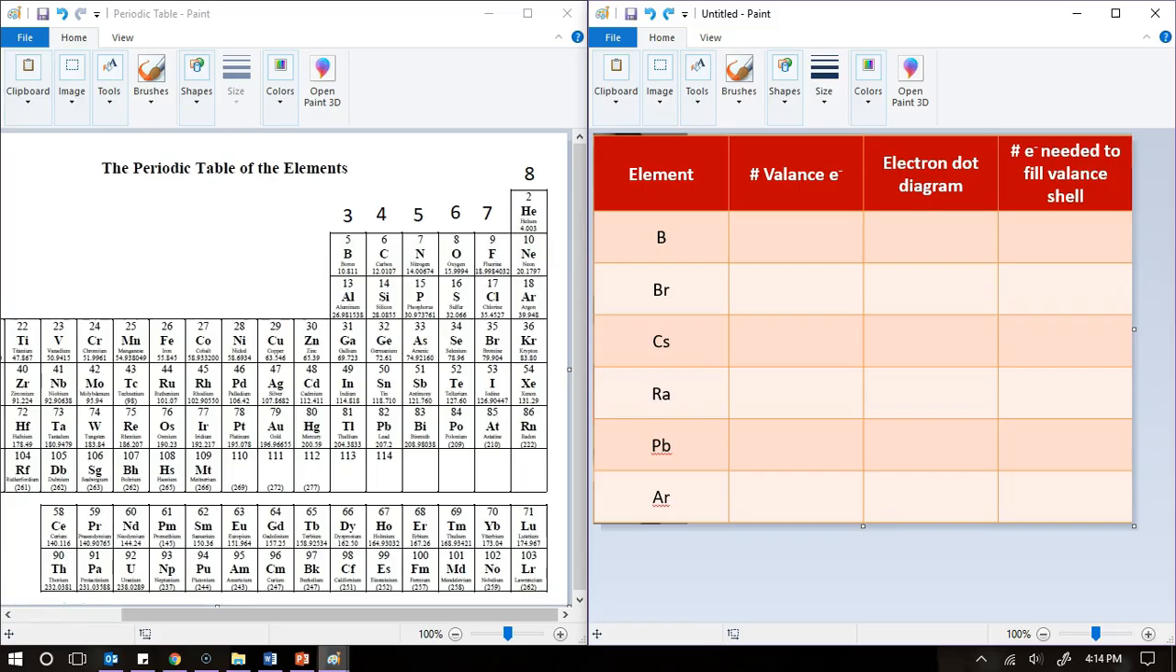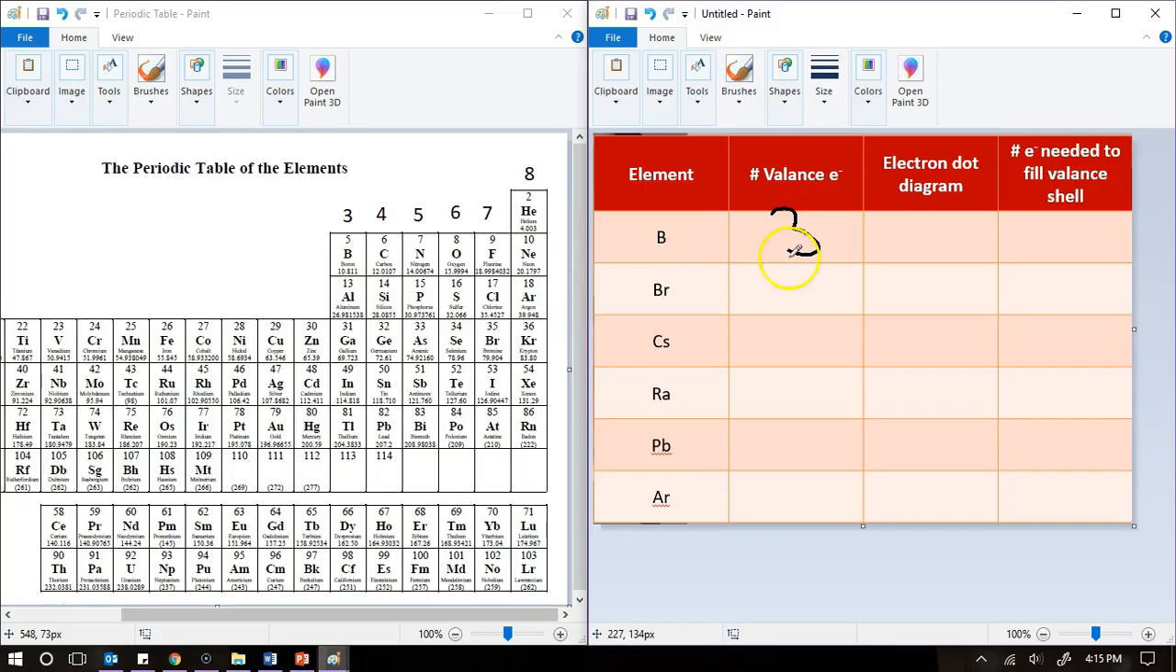So if we start off with boron, boron's our first element in the table. So boron's right here on my periodic table. First thing I need to understand in order to deal with this is how many valence electrons I'm dealing with in that particular element. And remember that our column number is what's going to tell me that. So boron is in column 3, so boron's got 3 valence electrons.